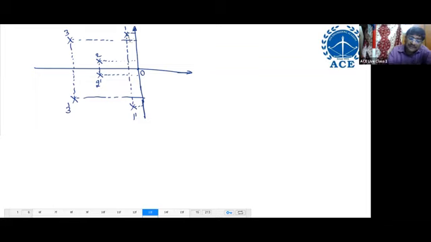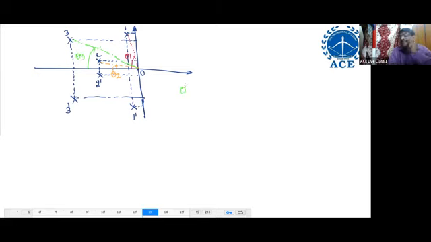This is what? Theta 1 is very, very large. Theta 2 is very small. Theta 3 is medium. So what happened?